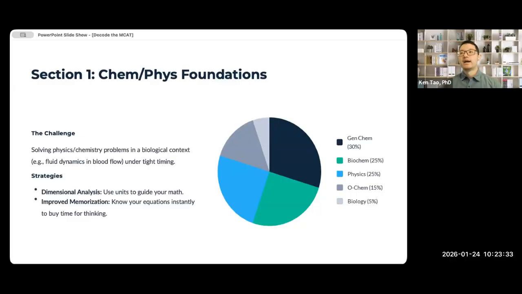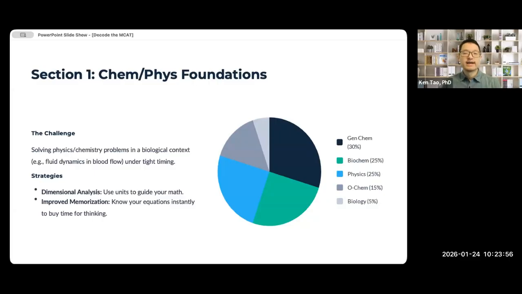You have to be able to connect these different concepts. And of course, if they're constantly flipping back and forth between different subjects, it's because the chemistry and the physics are often tested under biological scenarios. So, for example, if you're looking at fluid flow with physics, it's not just water moving in a pipe. It's probably blood moving through your arteries, capillaries, or veins.